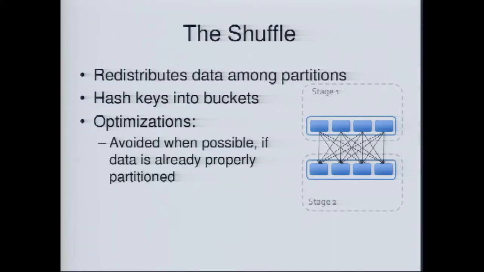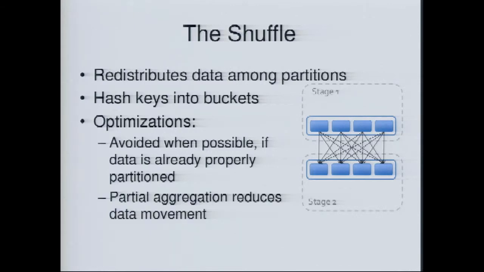All right. Some optimizations to be aware of for the shuffle in general is that we try to avoid the shuffle whenever possible. If your data is already partitioned by the hash key, then we will not do the shuffle, and that's awesome. Secondly, we can use partial aggregation. In MapReduce, this is called map-side combine, where we actually reduce the amount of data we send by pre-aggregating it.